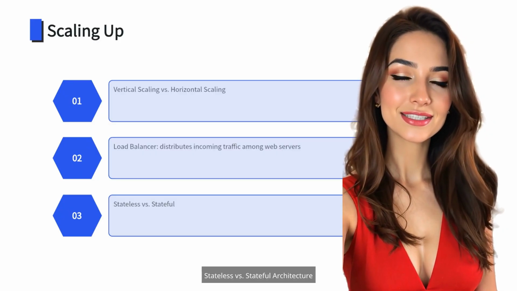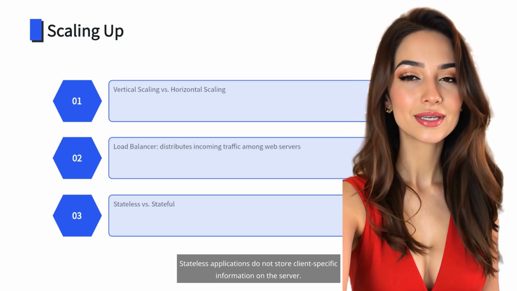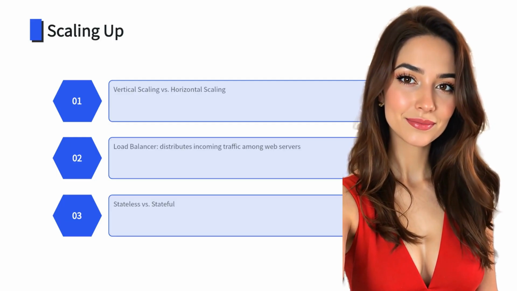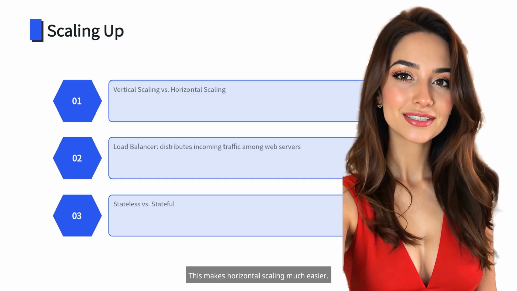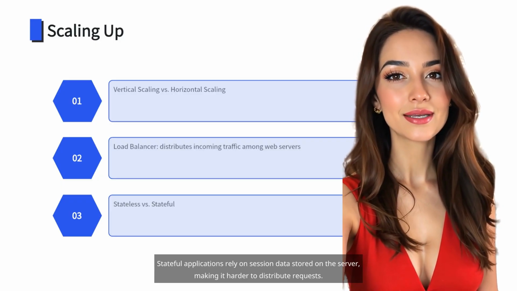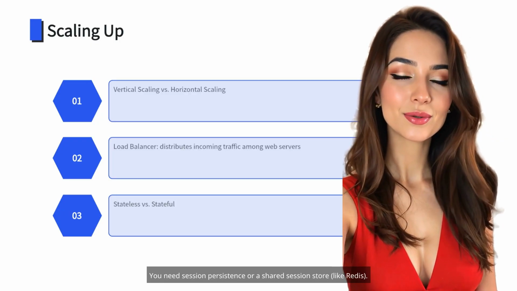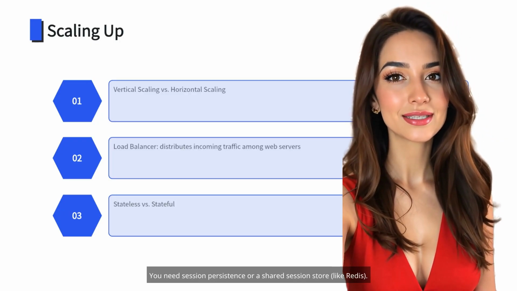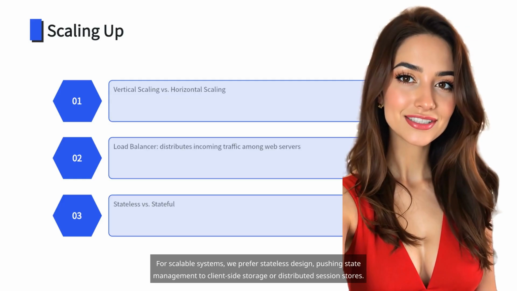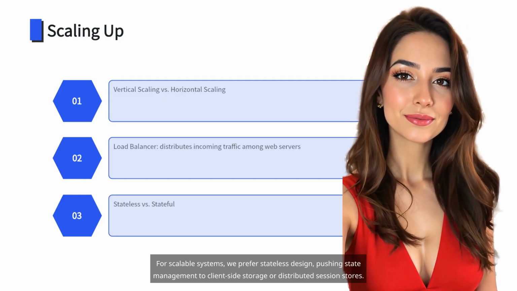4. Stateless versus stateful architecture. Stateless applications do not store client-specific information on the server. Each request is independent. This makes horizontal scaling much easier. Stateful applications rely on session data stored on the server, making it harder to distribute requests. You need session persistence or a shared session store, like Redis. For scalable systems, we prefer stateless design, pushing state management to client-side storage or distributed session stores.